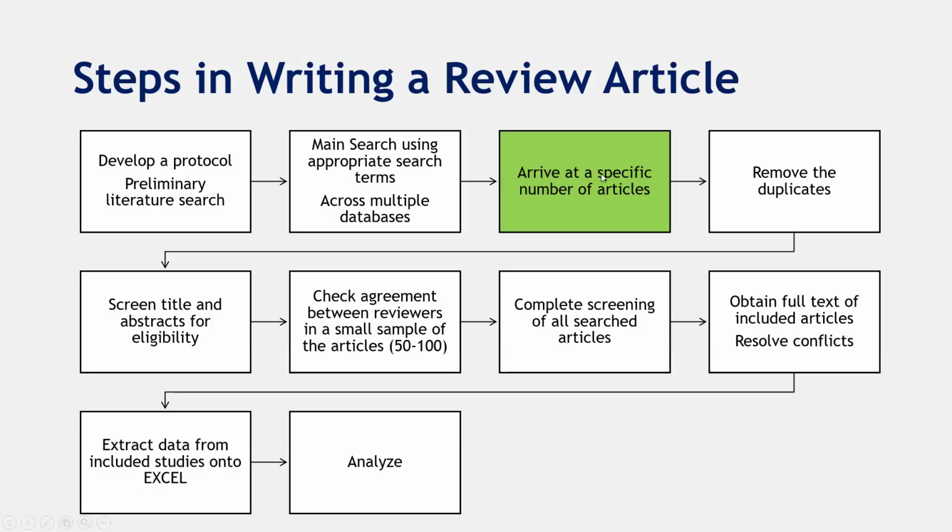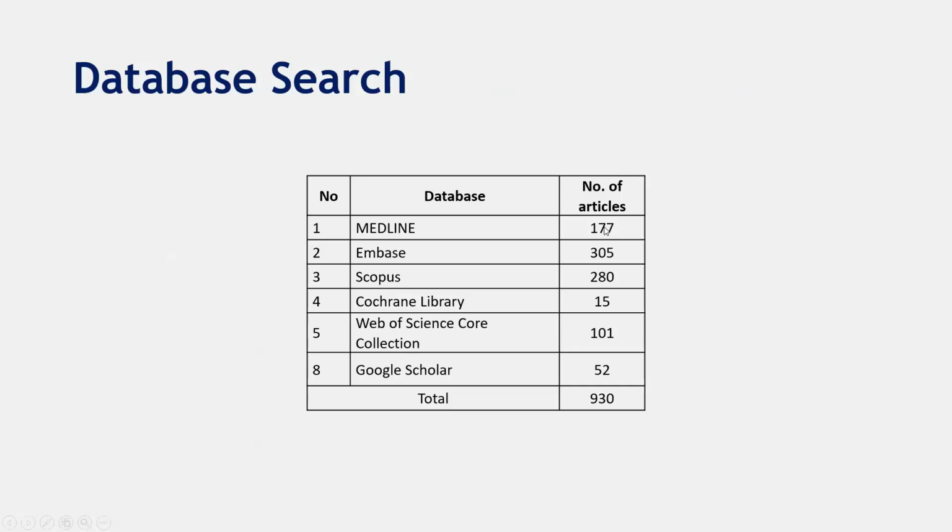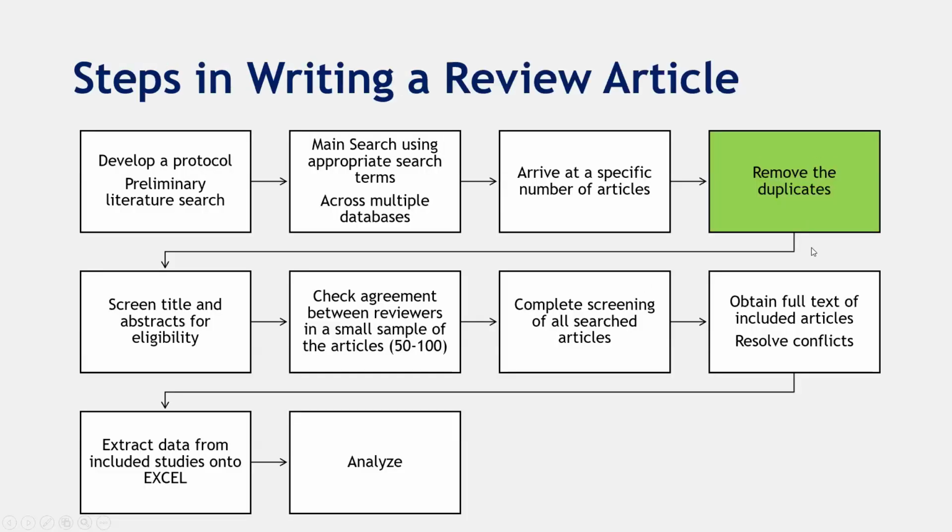So the next is we arrive at a specific number of articles. For example, in PubMed you saw 177 articles. Embase you search, you'll get some 300 articles. Scopus will give some more. When we combine all these together, we get close to 900 articles. But whatever was there in PubMed could also be there in Embase or Scopus, so there will be a lot of repetitions. We need to remove the repetitions. That would be the next step, removing the duplicates.